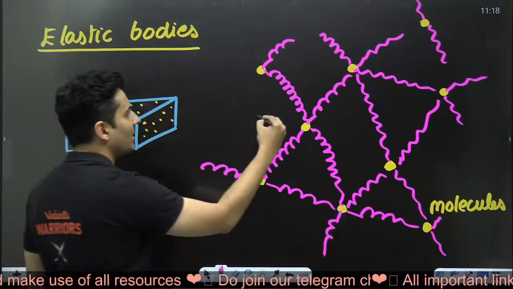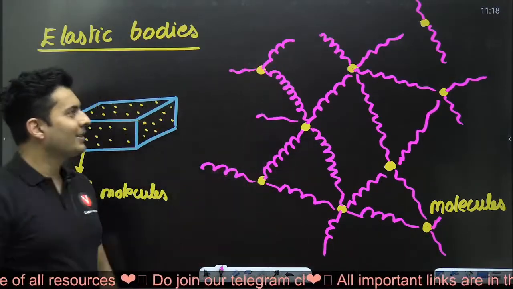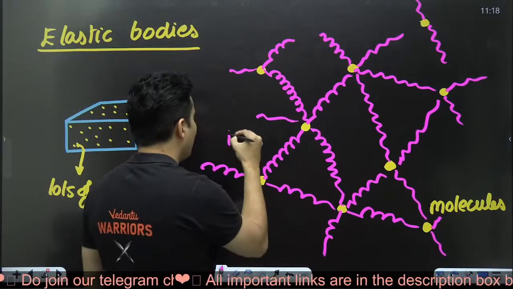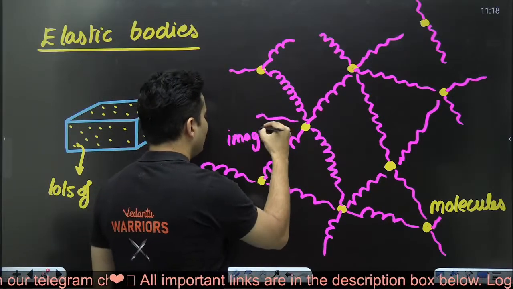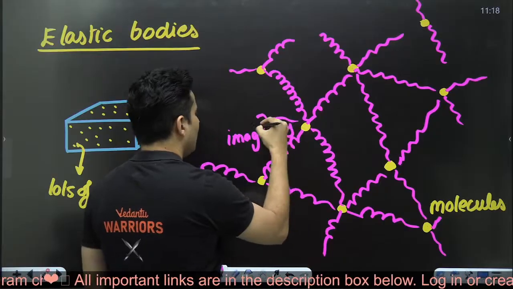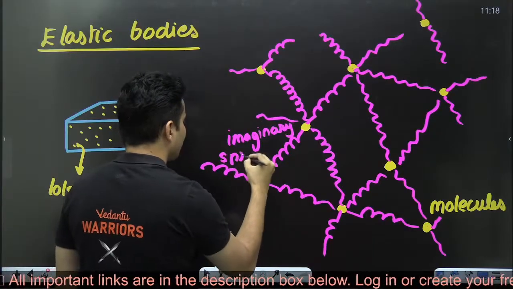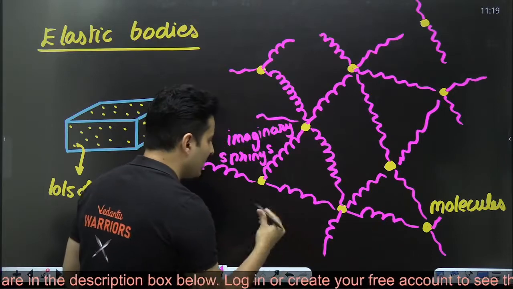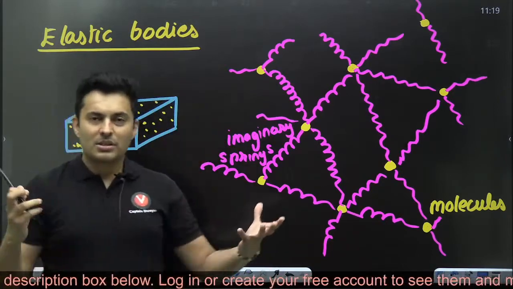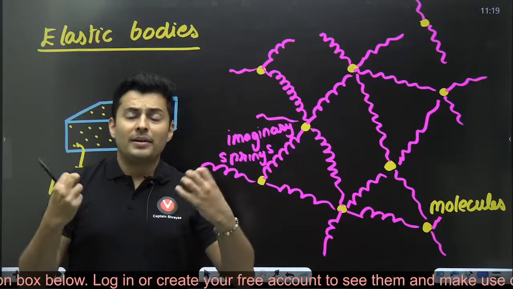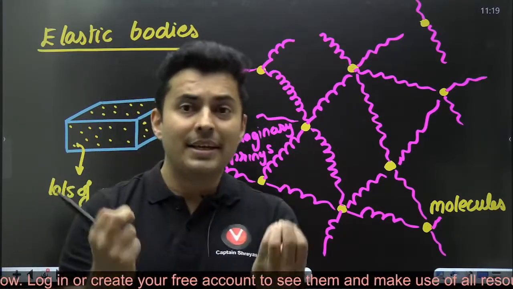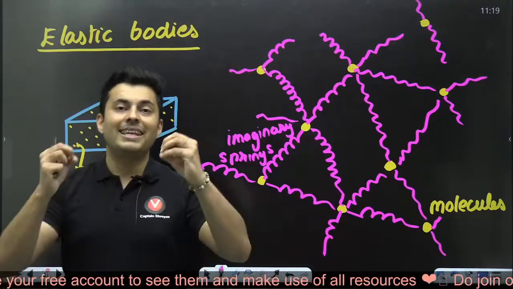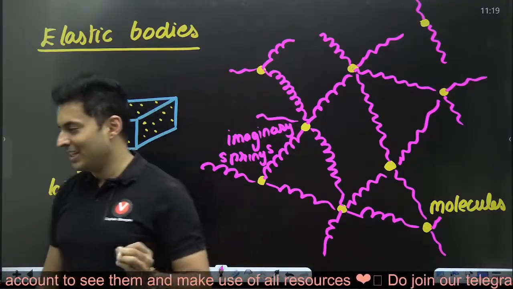See, this is how it looks. Isn't it crazy? This is how a solid looks. These are just imaginary springs. So the molecules of a solid behave as if there is an imaginary spring between them. So that is why this elastic property comes into play.